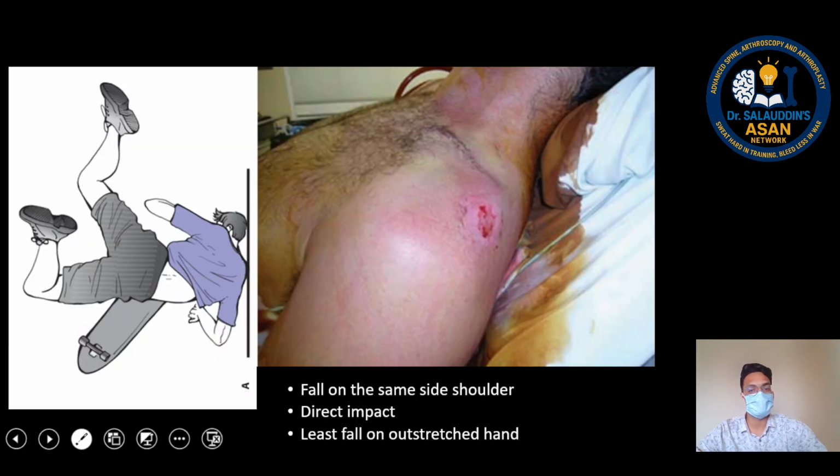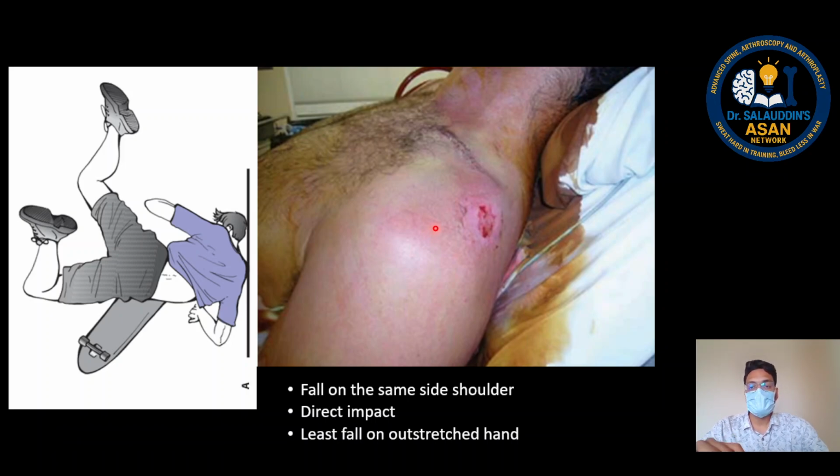So how does this bone fracture? Either you fall directly onto the affected side or the same side shoulder, that is a direct impact, or, the least common, you fall on an outstretched hand. Whatever the mechanism, you always have to look for an injury over the affected side, and also look for injuries in the sternal end, and whether there is any affected shoulder range of motion. These things you have to rule out.